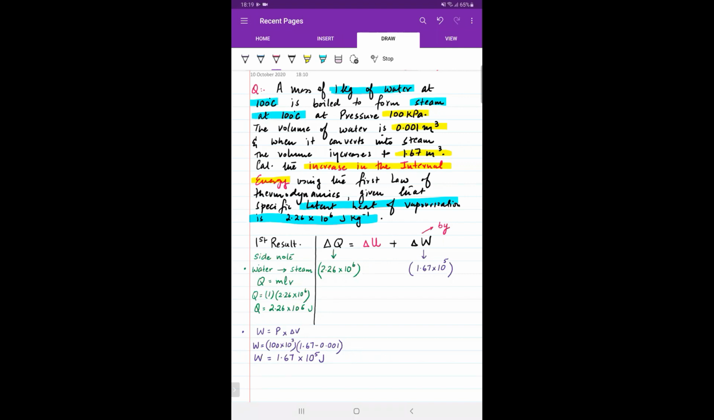I'm saying it again: in the formula, delta W signifies work done by the gas. In the question as well, when water converts into steam, the volume is increasing because expansion is occurring. So the formula takes into account work done by the gas, and in the question, expansion is taking place. Hence, I've written down the answer as a positive value.